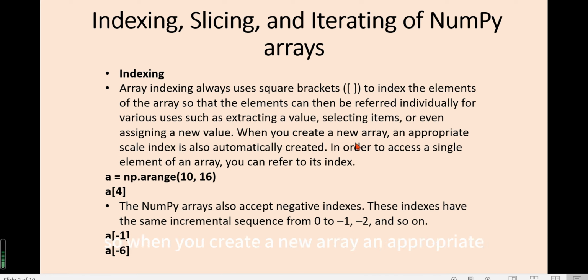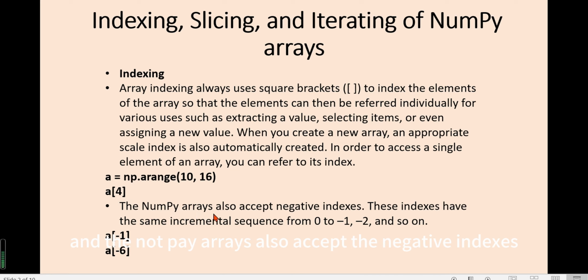So when you create a new array, an appropriate scale index is also automatically created. In order to access a single element of an array, you can refer to its index. So for example, A is an array with 6 values from 10 to 15. Then A[4] will return the 5th value of this array.